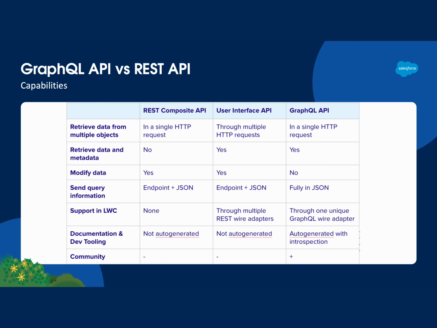Now, GraphQL API versus REST API, and versus probably the Composite API, which is the closest one in terms of doing multiple data requests in one single request. The big benefit of the GraphQL API is that the response is fully in JSON and matches what you're asking for. There's support for LWC. There are a lot of tools. It's more efficient in terms of the payload. You can retrieve data and metadata. It is really, really useful. And it's also a standard now in our industry.